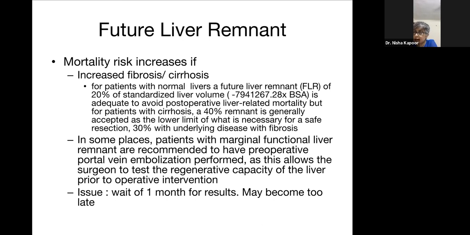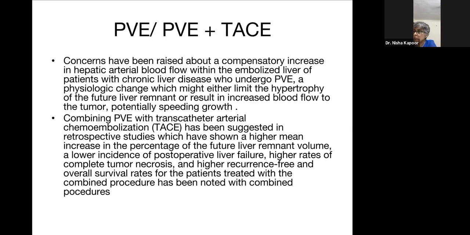So yeah, people have tried doing transcatheter arterial chemoembolization along with portal vein embolization, so that we can have a greater amount of FLR available to us. And this also gives us the benefit that there can be a lower incidence of postoperative recurrence of the tumor, and we have a higher amount of complete tumor necrosis. However, the chances of liver failure right after the procedure are also higher, because a greater amount of normal liver might get involved while we are doing the TACE.